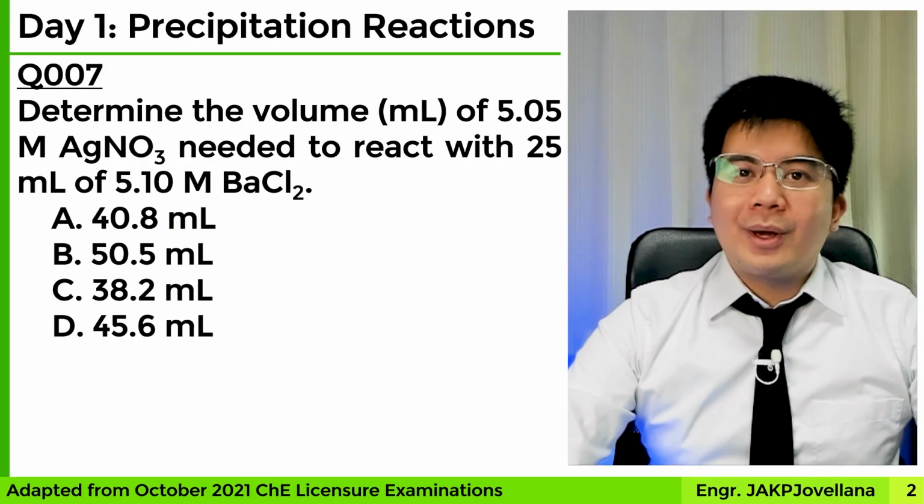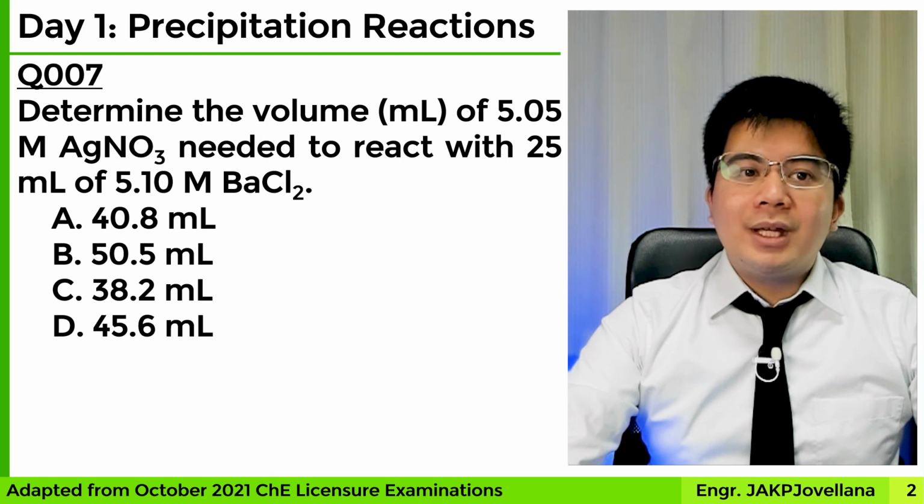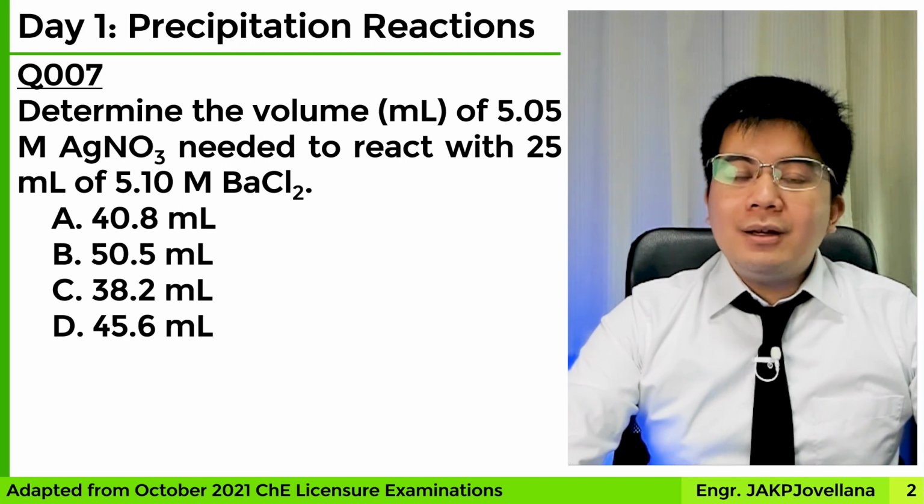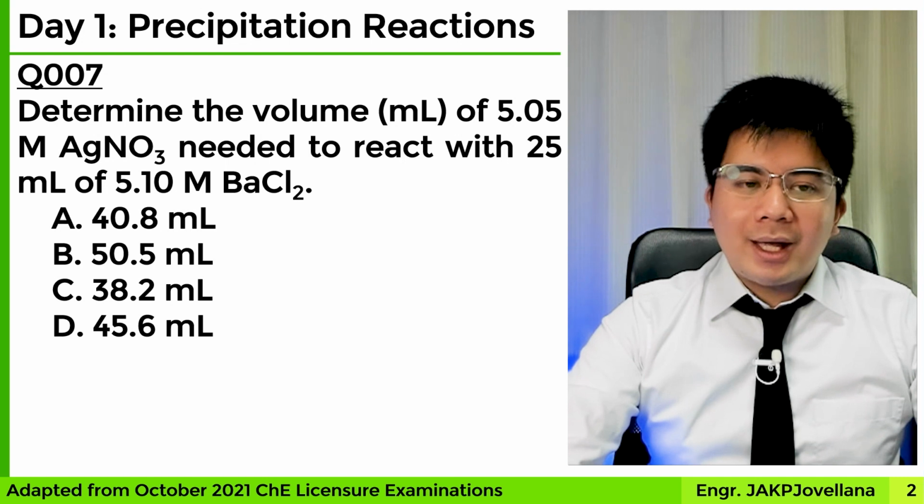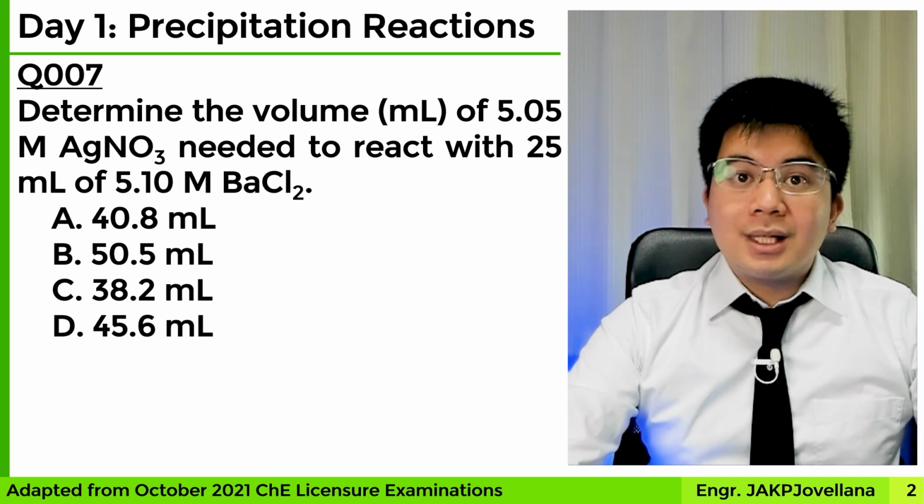So for our first question, number 7, determine the volume in milliliters of 5.05 molars silver nitrate needed to react with 25 milliliters of 5.10 molars barium chloride. Letter A, 40.8 ml. Letter B, 50.5 ml. Letter C, 38.2 ml. Letter D, 45.6 ml.